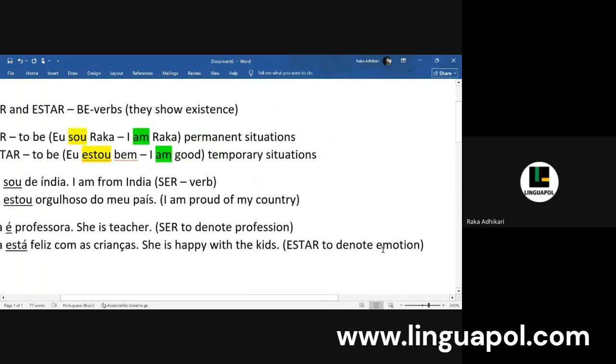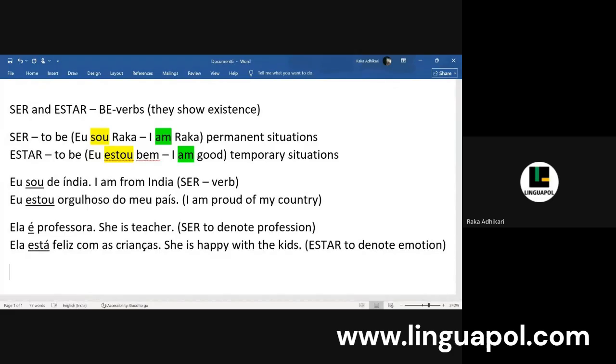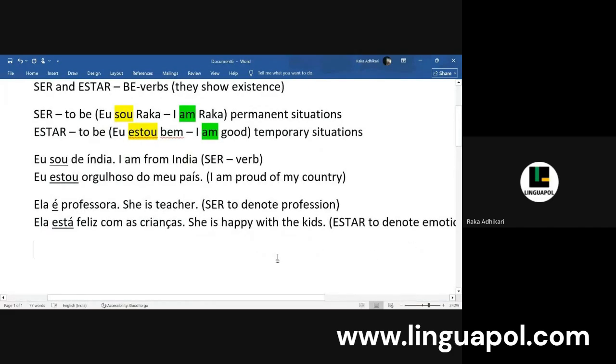Let's see another example. For example, nós somos estudantes. We are students. Nós somos estudantes. Or in European, we will say estudantes. Nós somos estudantes. We are students.